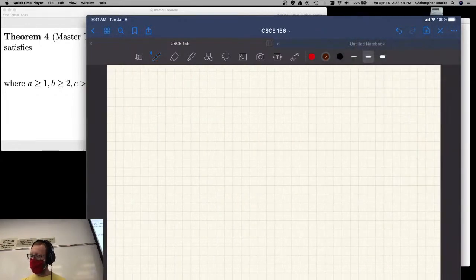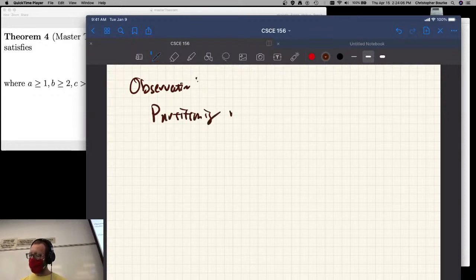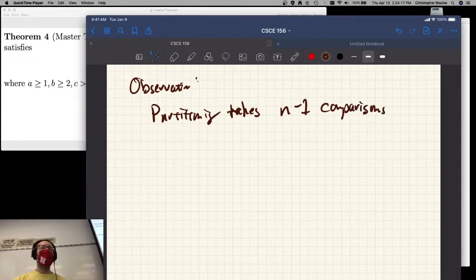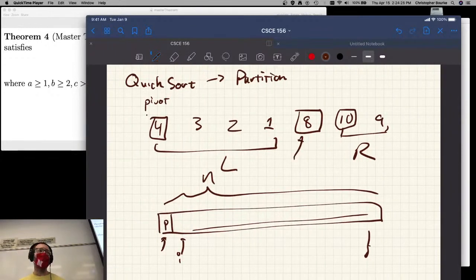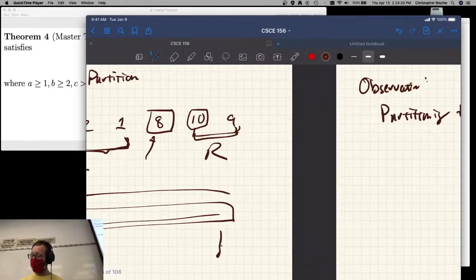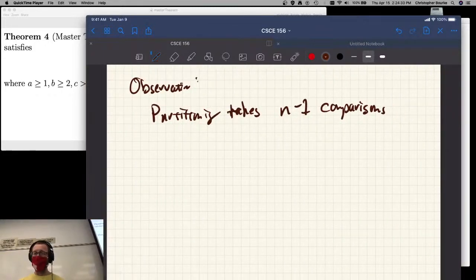So our first observation is that partitioning takes n minus 1 comparisons. And note that that's your non-recursive cost. I didn't have any recursion here at all yet, right? When you're done partitioning and you've got your pivot element, then you recurse on the left, then you recurse on the right, right? So that's your non-recursive cost.